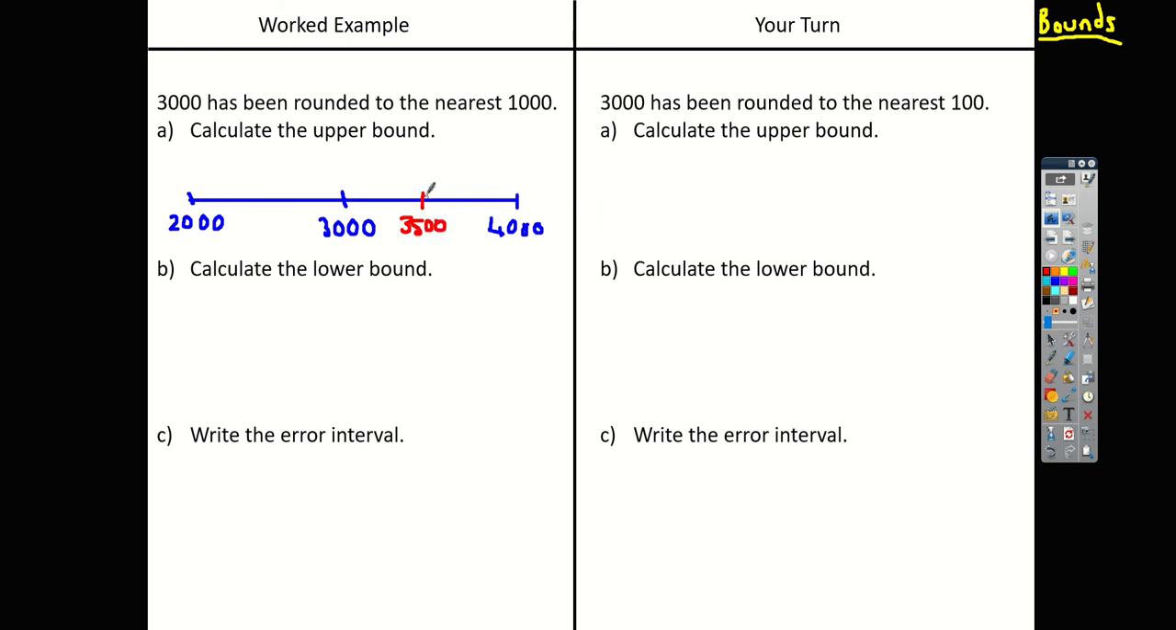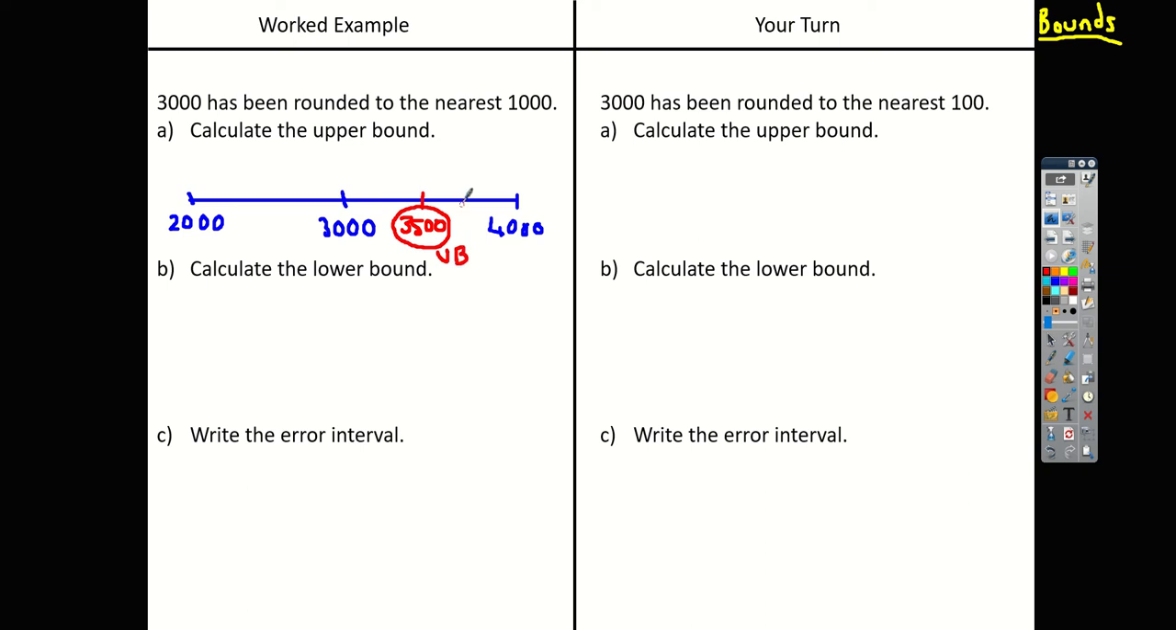Okay, now that's gone in the middle. If I'm to the left of this red line, then that means I'm going to be close enough to the 3,000 to round down to this one. If I'm to the right of this line, I'm going to be rounding up to the 4,000 for the same reason. So that number there is what we take as the upper bound. Okay, I'm going to write UB for upper bound.